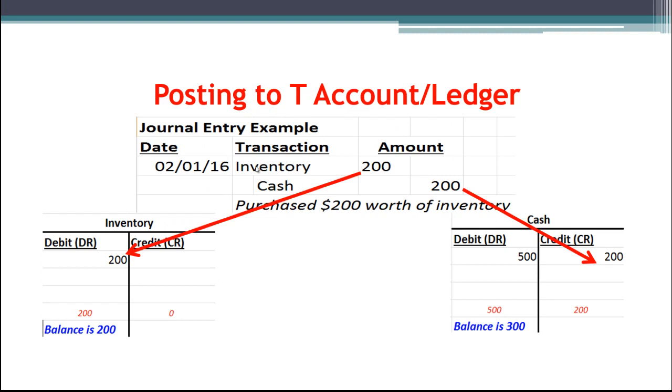Here we have another entry. We were debiting inventory and crediting cash, and they tell us that's because we purchased $200 worth of inventory with cash, apparently. The debit to inventory of $200 goes over to the debit side of the inventory account. The credit to cash gets moved over to the credit side of cash. Now remember, we had a debit before. Now we're adding in a credit. So you're going to end up with a $300 total balance at that point.